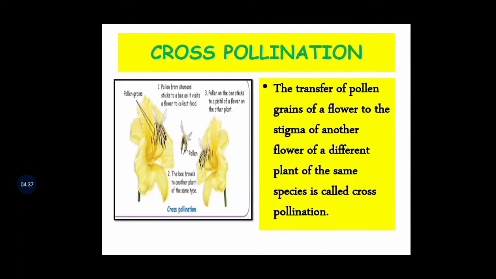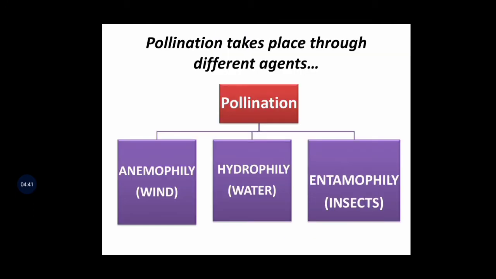Pollination takes place through different agents. Those agents are wind, which is air, water, you all know water, and insects. These three are very important in order to conduct this pollination process.